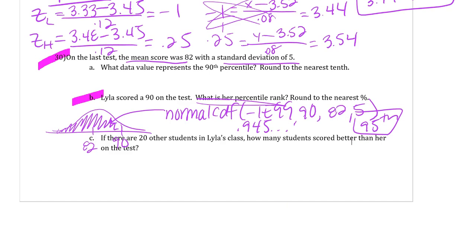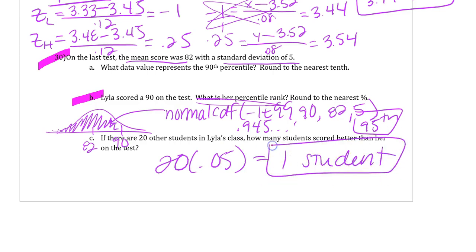Okay, if there's 20 other people in the class, how many students scored better than her? Well, if she's scoring at the 95th percentile, that means that 5% did better than her. So 5% of 20 is 1. So 1 student did better than her. All right, and that's the review.